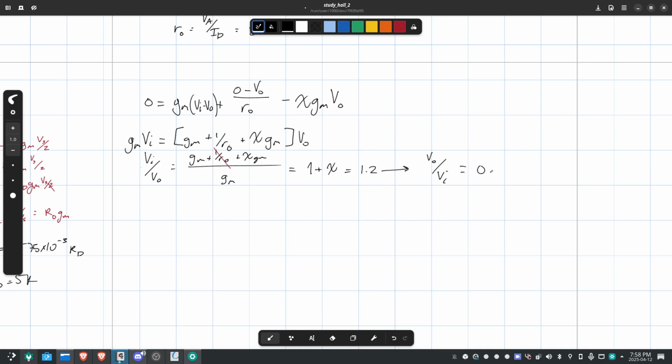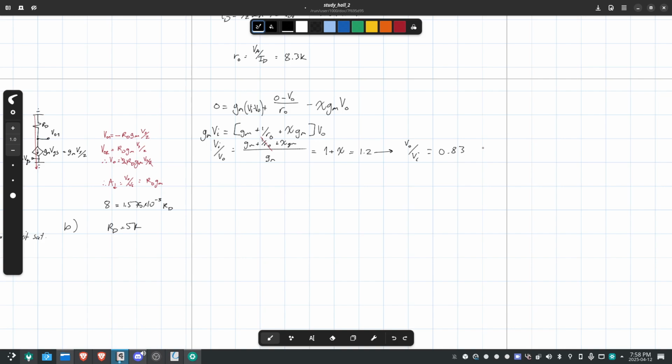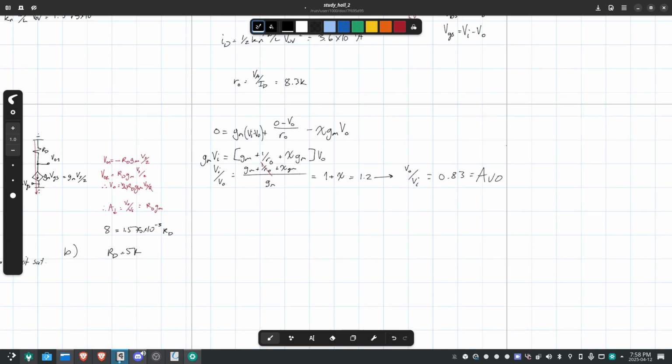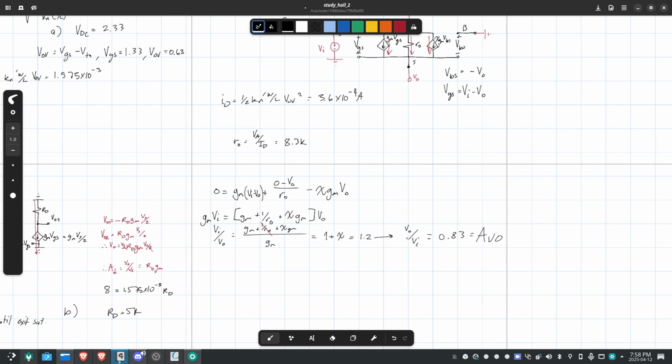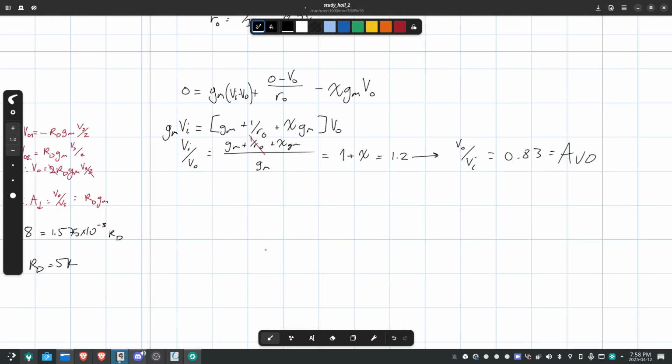So this is going to be 0.83, which is AV. I always make that mistake, VI over VO instead of VO over VI. So again, you only cut this out because 1 over RO is very small, about 0.